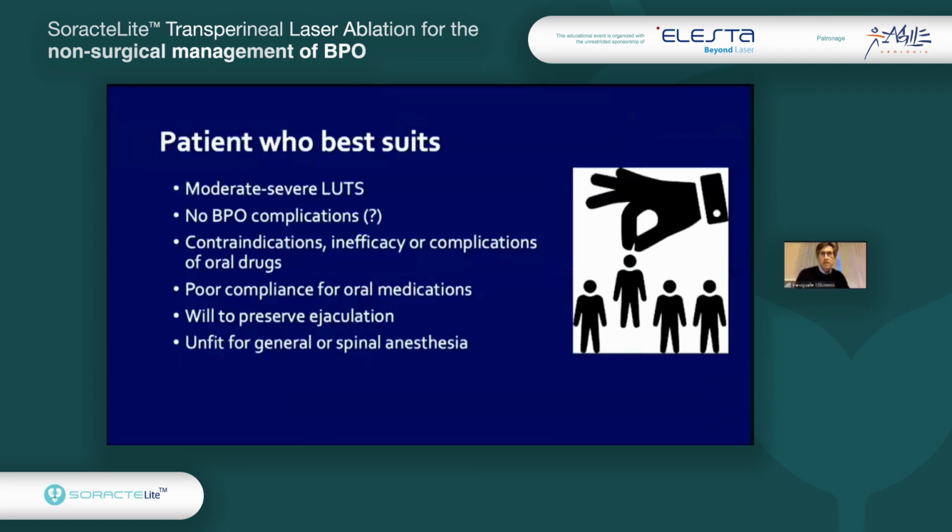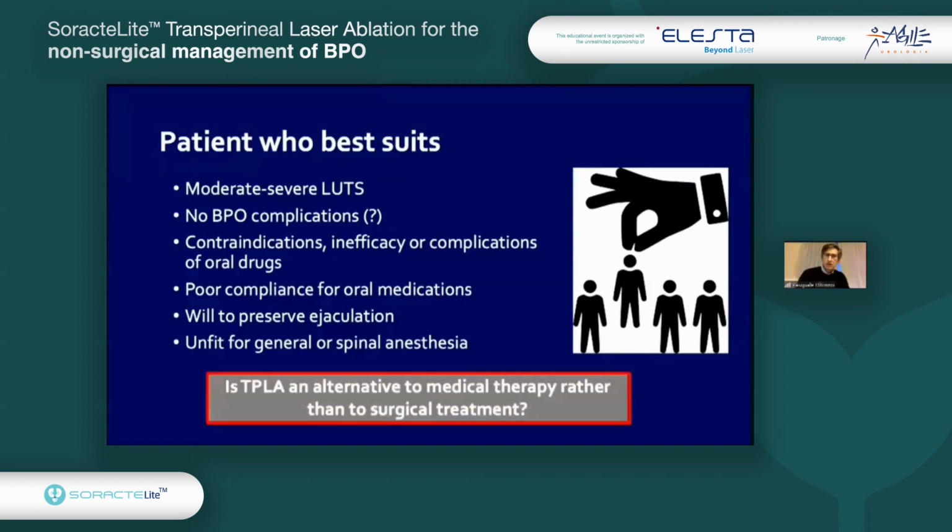So which are the patients who best suit this procedure? Moderate and severe LUTS, probably without complications of BPH, and also in case of contraindication, inefficacy or complication of oral drugs, poor compliance with medication, or patients who need to preserve ejaculation, young patients, or those unfit for general or spinal anesthesia.